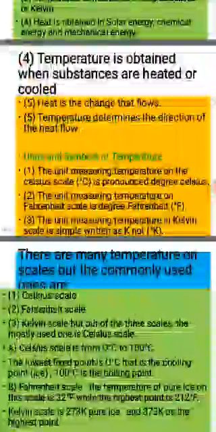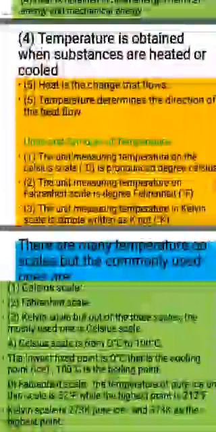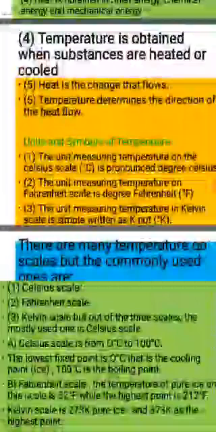Fahrenheit. On the Fahrenheit scale, the temperature of pure ice is 32 degrees Fahrenheit, while the highest point is 212 degrees Fahrenheit. The symbol is °F. Then the Kelvin scale: the lowest, that is pure ice, is 273 K, that is Kelvin, and 373 K is the highest point.